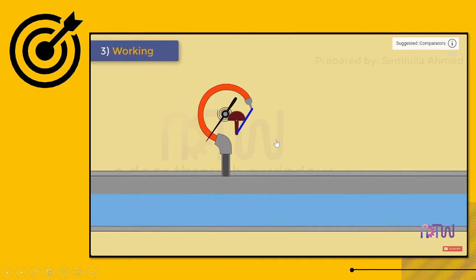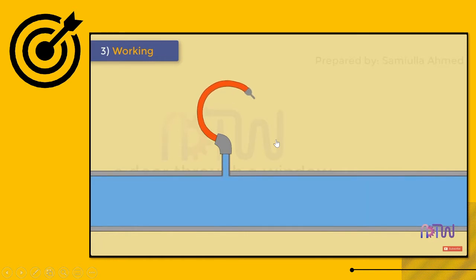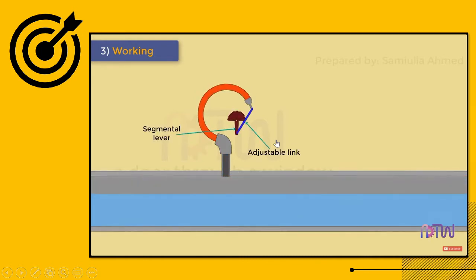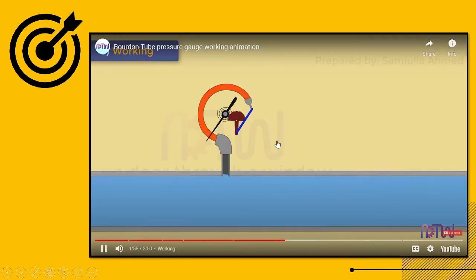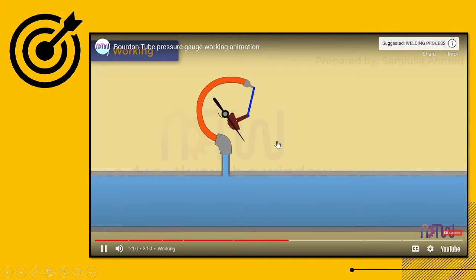Working of Bourdon tube pressure gauge. As the fluid under pressure enters the Bourdon tube, it tries to change the cross-section of the tube from oval to circular, and this tends to straighten out the tube. The tip of the Bourdon tube is connected to a segmental lever through an adjustable link. The segmental lever end on the segment side is provided with a rack which meshes to a suitable pinion mounted on a spindle. The segmental lever is suitably pivoted and the spindle holds the pointer. The resulting movement of the free end of the tube causes the pointer to move over the scale.